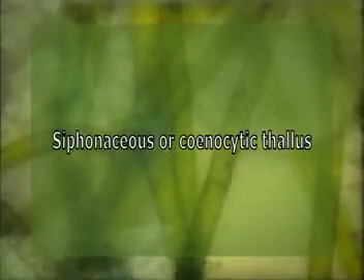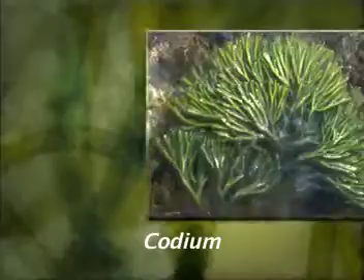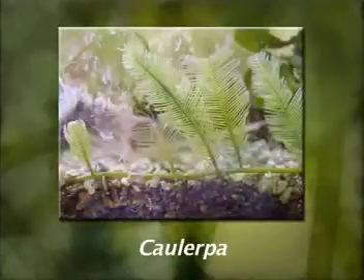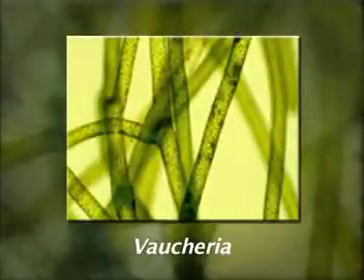Siphonaceous or coenocytic thallus. Some single-celled algae elongate to form a non-septate, multinucleate, tubular or sac-like structure. This condition is called coenocytic condition, which is the result of karyokinesis without cytokinesis. For example, Codium, Caulerpa, and Vaucheria. The latter has a long branched coenocytic and siphonaceous thallus. The thallus is aseptate and the septa are formed only at the time of reproduction or at the site of injury.